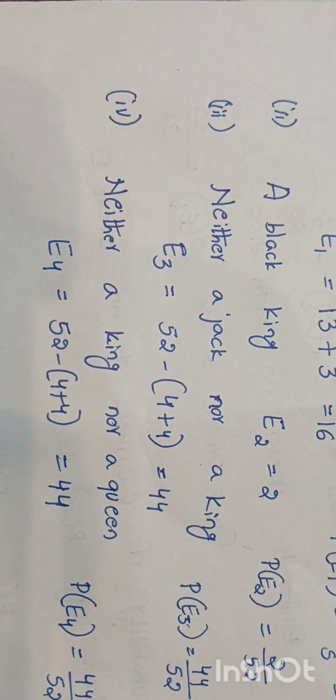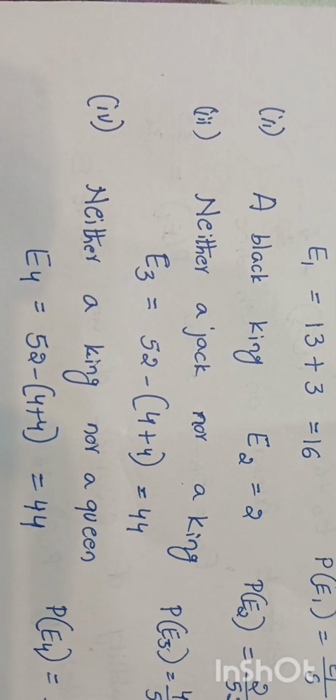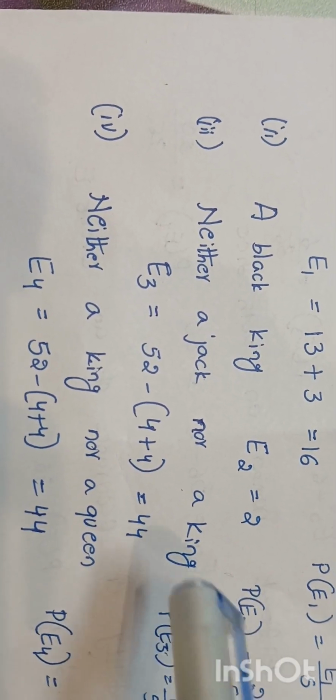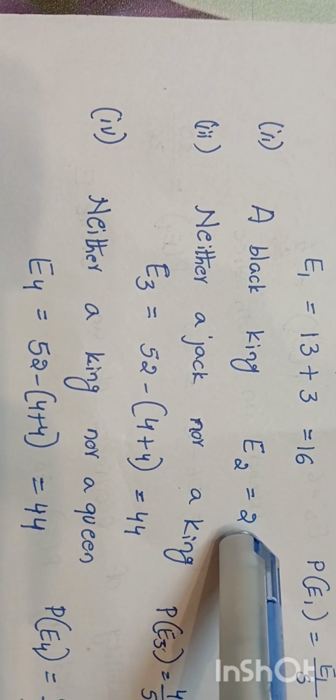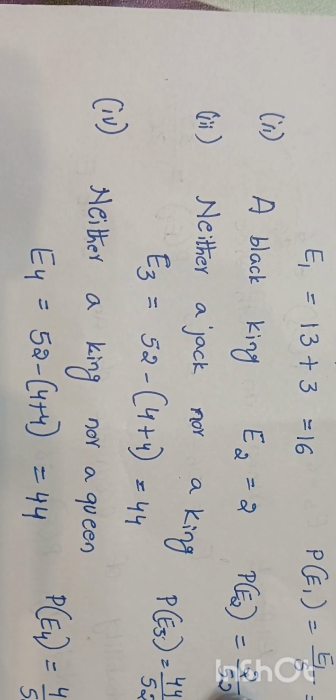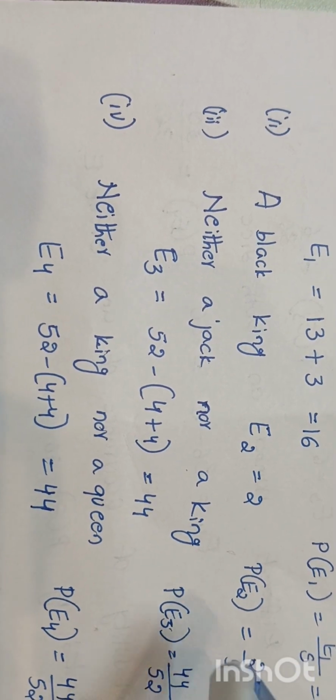Second is a black king. In black there are 2 types, spades and clubs. Hence there are 2 kings. Hence E2 is equal to 2. Hence probability is equal to 2 divided by 52.